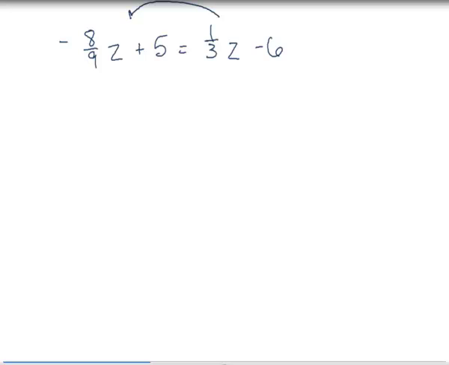In this equation, if I didn't clear out these fractions, the first step would be to get these z's both on the same side. So I would add 8/9 z to get it off of here. So I would have to add 8/9 z. Does everybody see what the problem is right off the bat? In the room, what's the problem here?